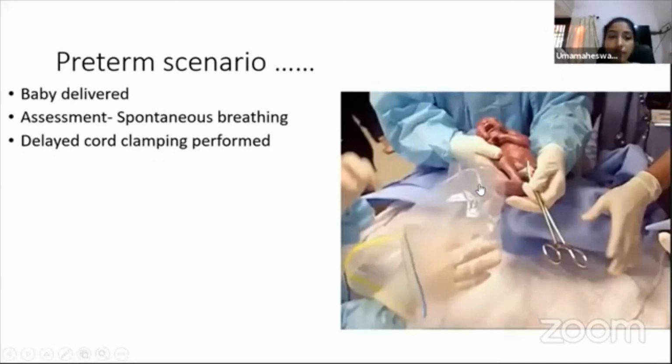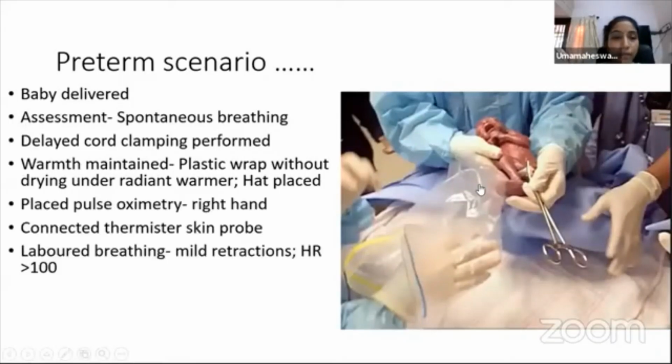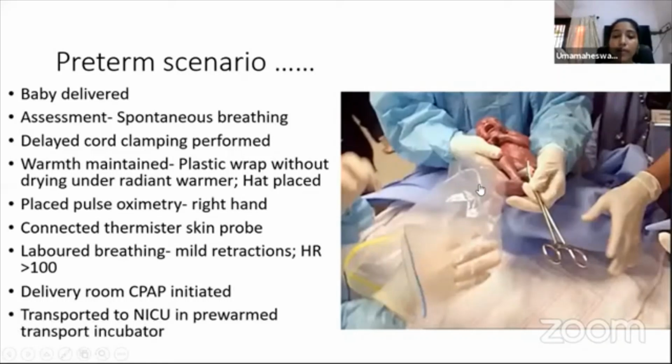We are going back to the preterm scenario. The baby is delivered and on assessment is found to have spontaneous breathing. So delayed cord clamping was performed. Warmth was maintained, and the baby was placed in a plastic wrap without drying under the radiant warmer, and a hat was also placed. Pulse oximetry was placed on the right hand and also connected with the thermistor skin probe from the warmer. The baby has labored breathing and mild retraction, but the heart rate remained more than 100. So the ideal measure now is initiating delivery room CPAP. And also the baby was transported to the NICU in a pre-warmed transport incubator.